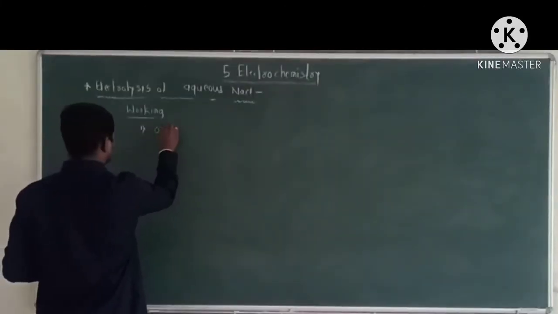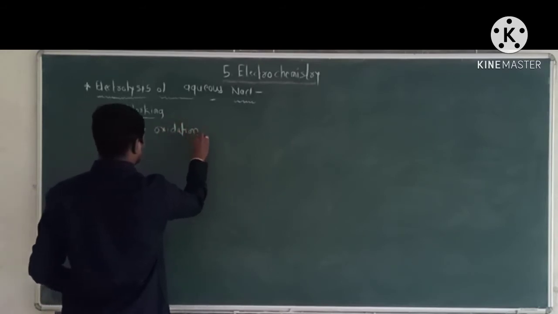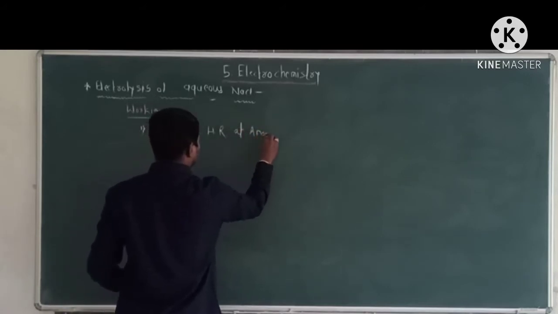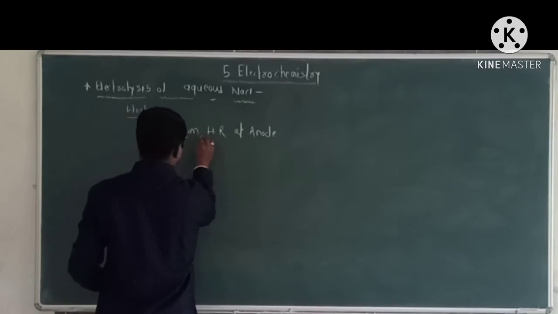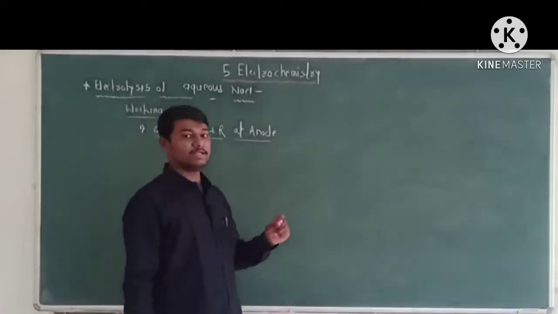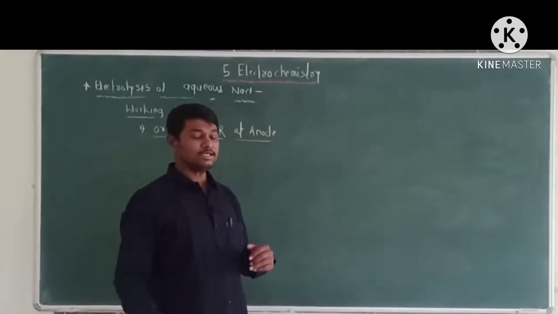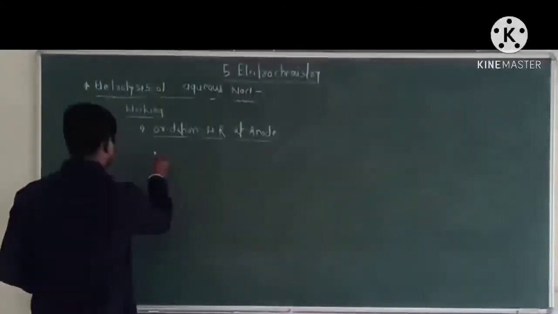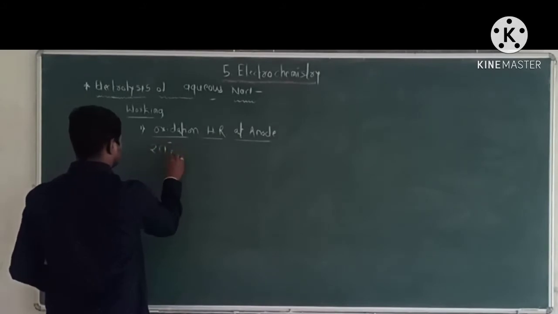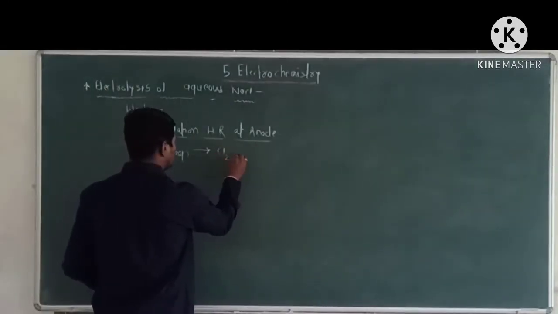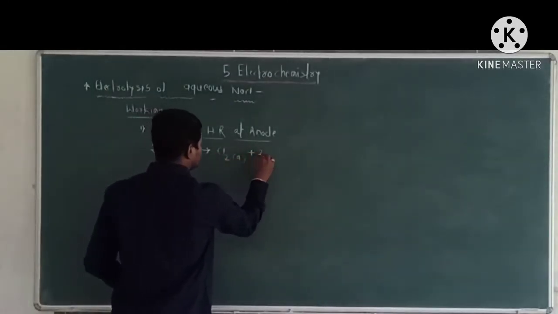Okay, now first, oxidation half reaction at anode. At anode, the Cl minus ion releases its electron and is oxidized into chlorine gas, that is, 2Cl minus aqueous is oxidized into chlorine gas, releasing electrons.